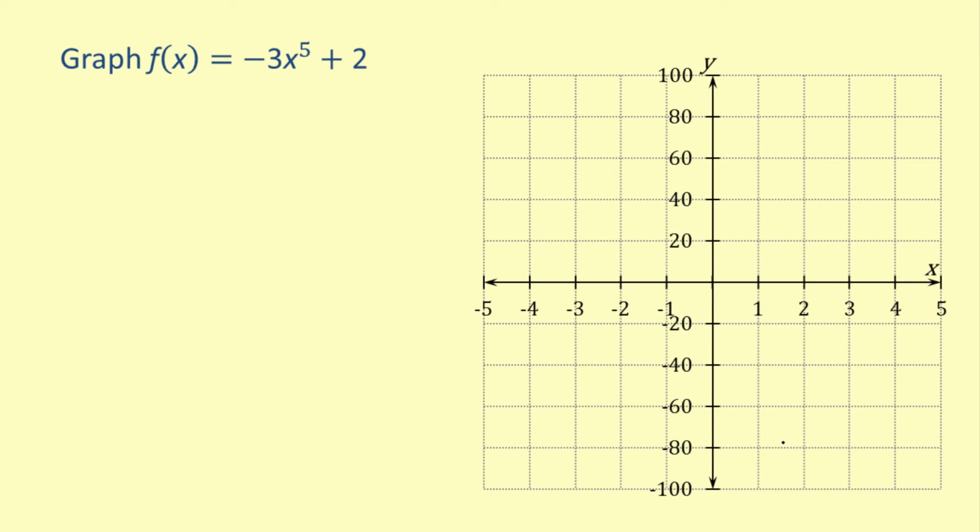Now that we know more about power functions, let's try graphing an example. We'll graph the function f of x equals negative 3x to the fifth plus 2. Let's start by looking at the graph of f of x equals x to the fifth. From the table, we know this graph passes through the points (negative 1, negative 1), (0, 0), and (1, 1).